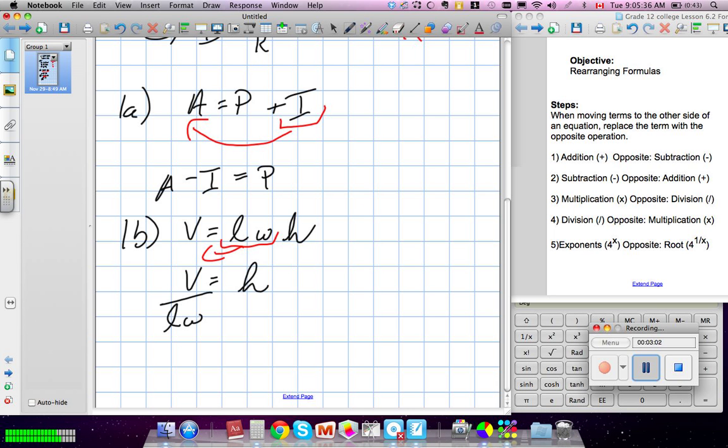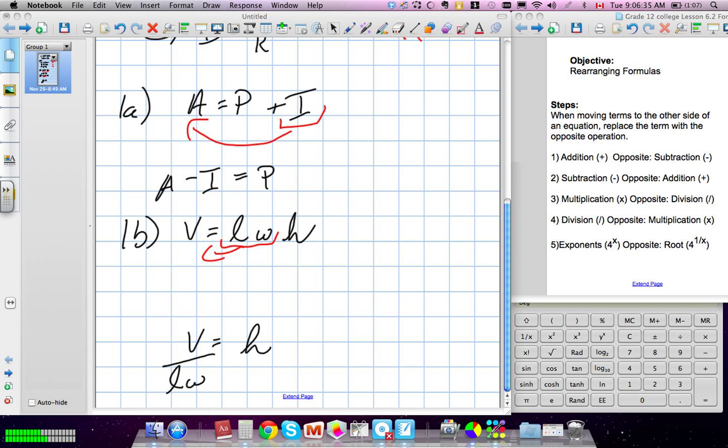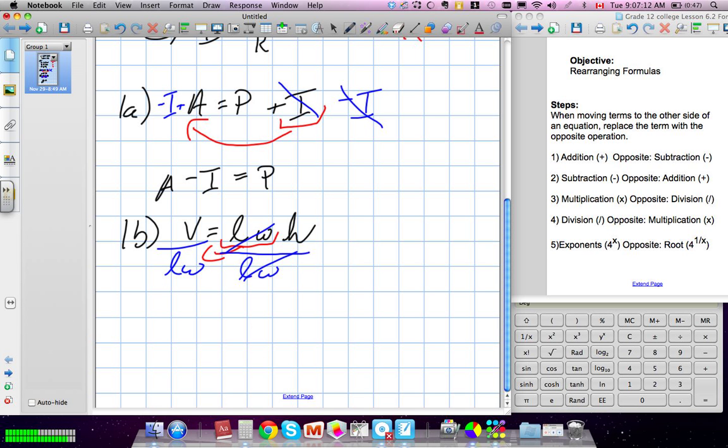So normally when we move something, we'll do these in blue, okay? We're getting rid of stuff. When I move LW, technically I divide both sides of the equation by LW. And what happens is this LW cancels itself out. So we're left with H, and we get V divided by LW. Just like in the previous question here, technically I subtracted both sides. So negative I plus A. These two I's here cancel each other out. I just kind of rearranged this here. We got A subtract I. Okay, what we'll do is show that step each time.